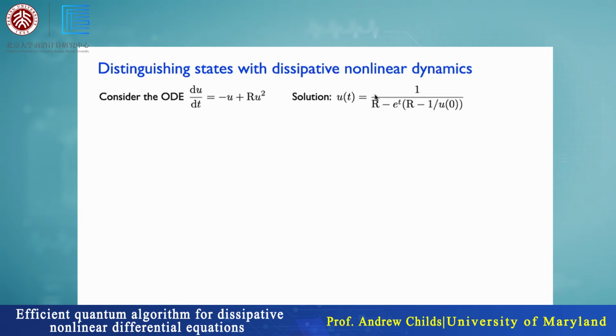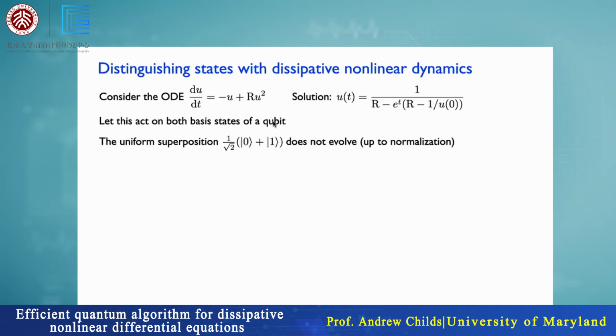This is just the exact solution of this particular nonlinear differential equation. And you see that in particular, there's this kind of exponential decay, right? So there's this e to the t term that appears in the denominator as a function of the evolution time t. And so what we're going to do is think about what happens if this thing acts on the two basis states of a qubit.